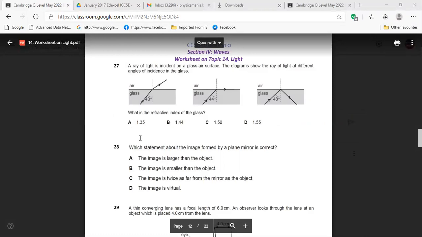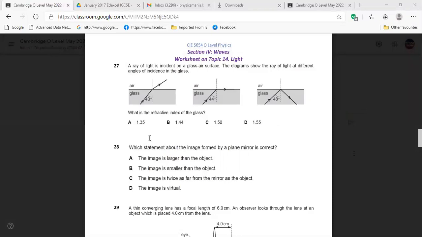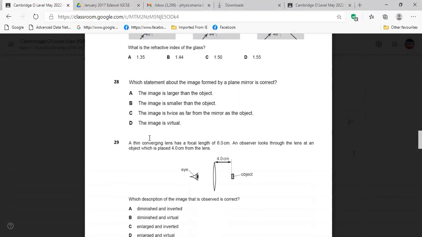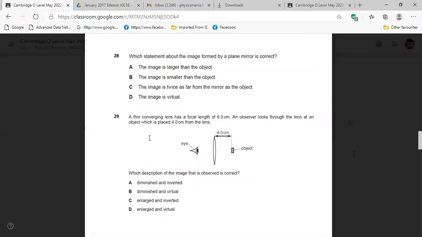Okay, now 28. This is a very easy one, right? Tell me, what is the answer? B. Yes, correct, because the image formed by a plane mirror is virtual. So why is A not correct? Why is A not correct?